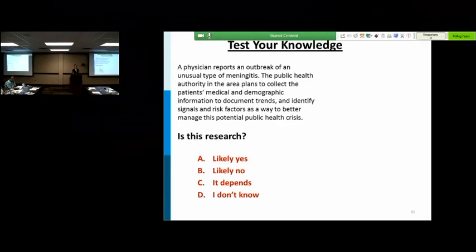A physician reports an outbreak of an unusual type of meningitis. The public health authority in the area plans to collect patients' medical and demographic information in order to document these trends, identify signals, and risk factors as a way to better manage this potential public health crisis. Would this be considered research, given the carve-outs we just discussed?